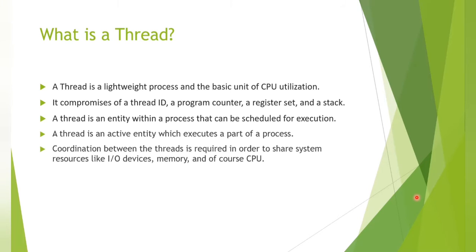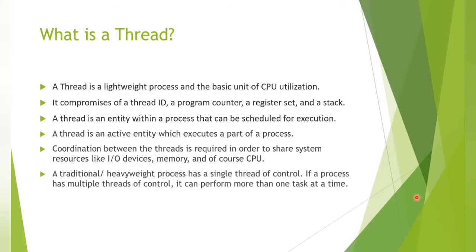Coordination between the threads is required in order to share system resources like input output devices, memory, and of course the CPU. A traditional heavyweight process has a single thread of control. If a process has multiple threads of control, it can perform more than one task at a time. So this is where multi-threading comes into account and it's very beneficial for us.